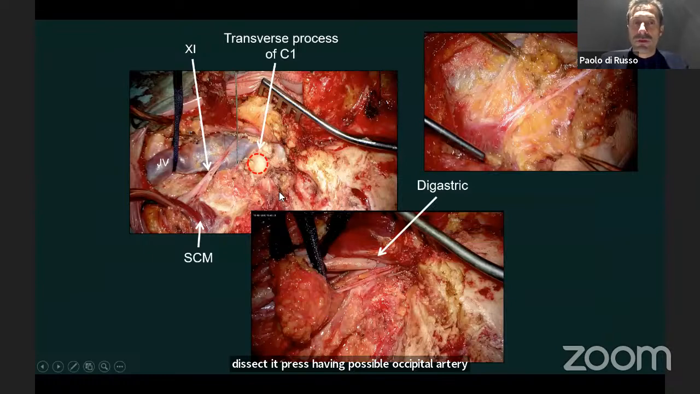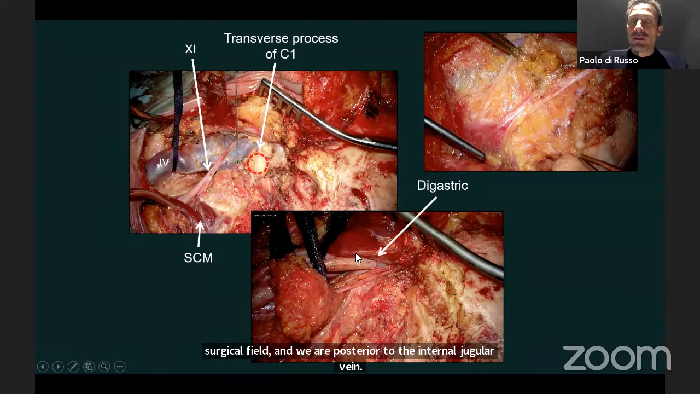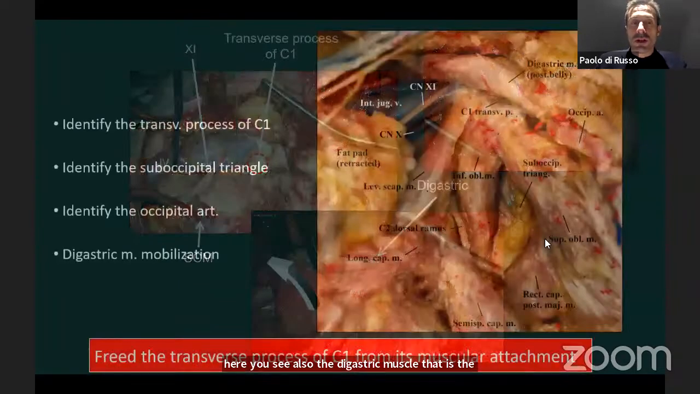This is a surgical view, so you can see the transverse process of C1 here clearly, and its relationship with the tip of the mastoid. The 11th nerve is here, in the inferior part of your surgical field, and we are posterior to the internal jugular vein. Here you also see the digastric muscle, that is the anterior limit of our approach.